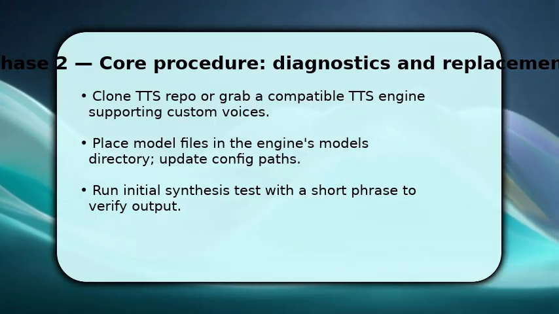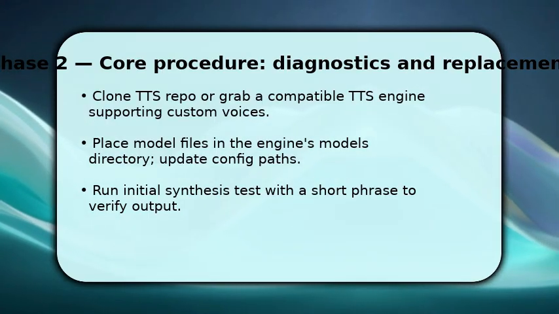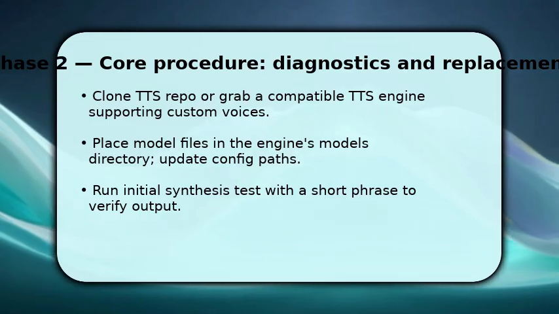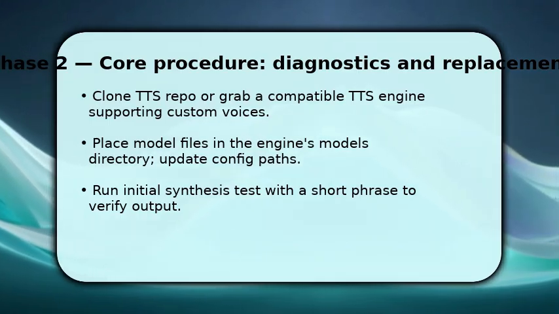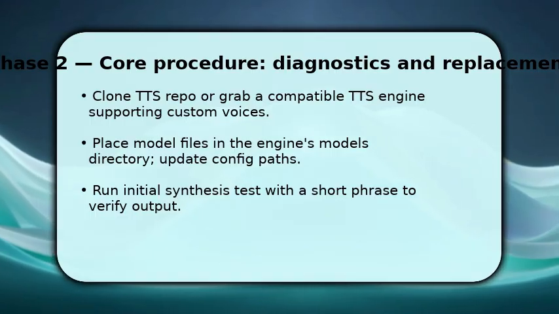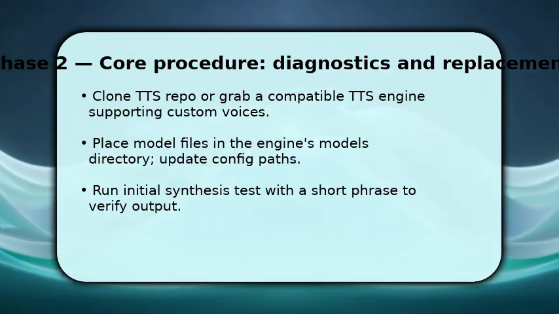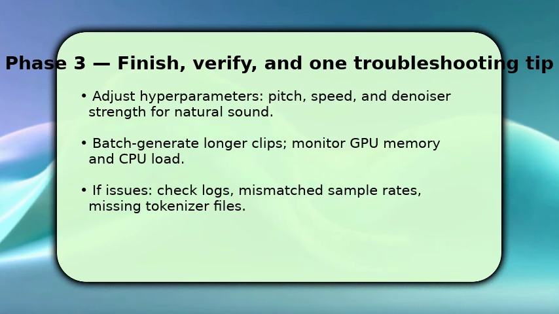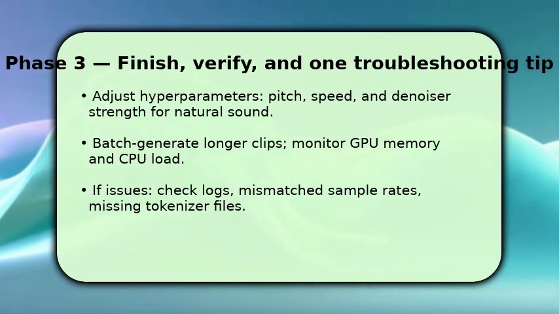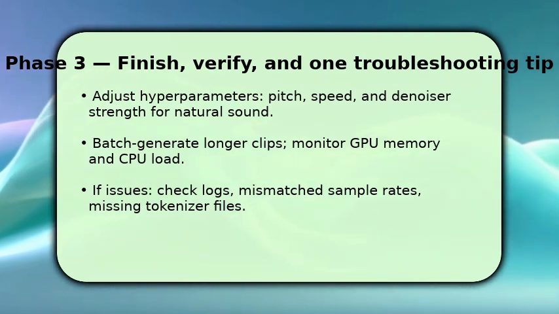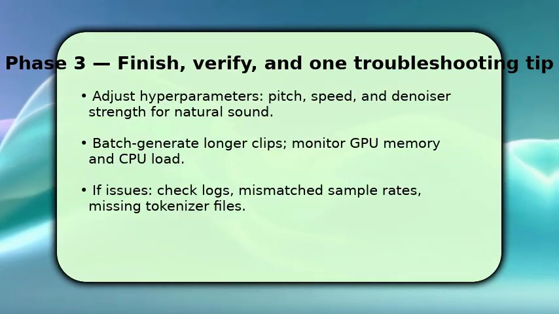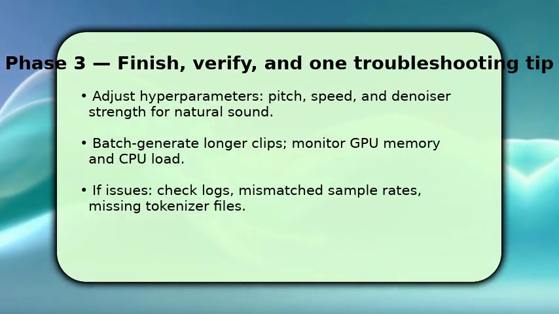Listen for timbre and phoneme alignment. If audio is quiet or clipped, check sample rate, bitrate, and device settings, because those commonly cause mismatches. Finally, refine the voice by tuning pitch, speed, and denoiser to get the Goku character right. Generate longer clips in batch to validate consistency, and monitor GPU memory and CPU load to prevent dropouts.